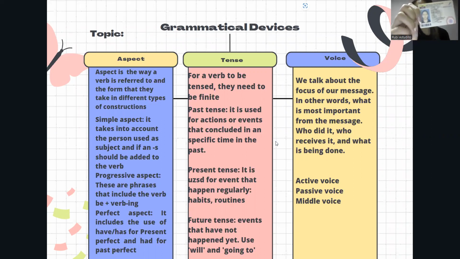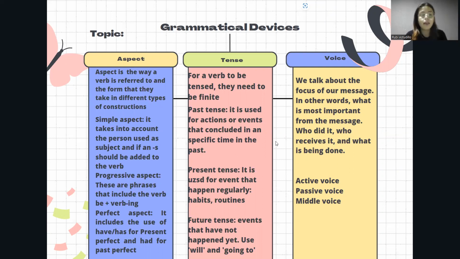So to start with, grammatical devices have been divided into three different groups, which are aspect, tense, and voice. Aspect is the way a verb is referred to and the form that it takes in different types of constructions. This group has been divided into three groups: simple aspect, progressive aspect, and perfect aspect.